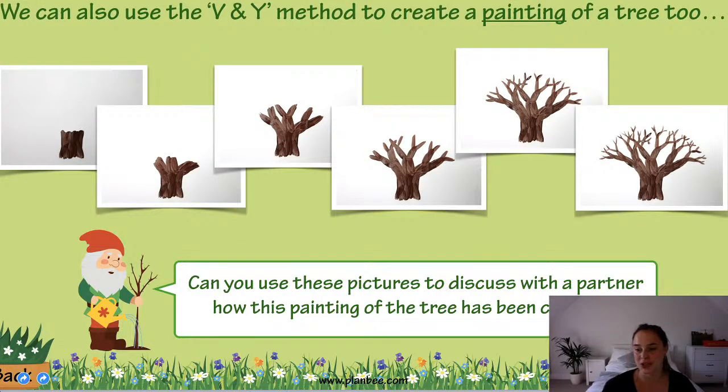So you can also, if you happen to have paint at home, use this V and Y method using paint instead of drawing. Can you use these pictures to discuss with someone next to you or think about how this painting of the tree has been created? So instead of using pencil strokes, what have they done instead?